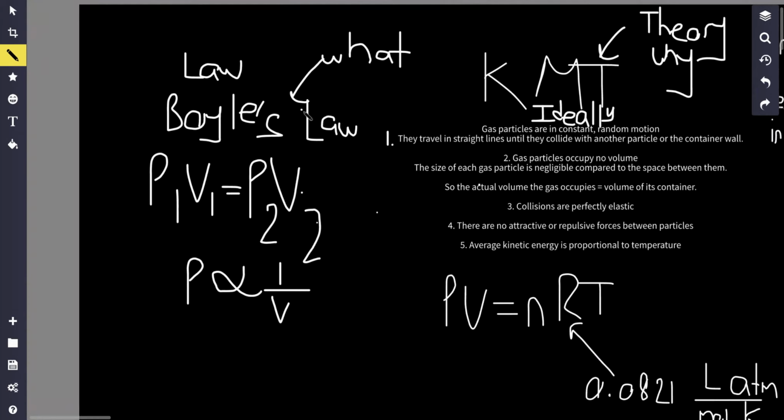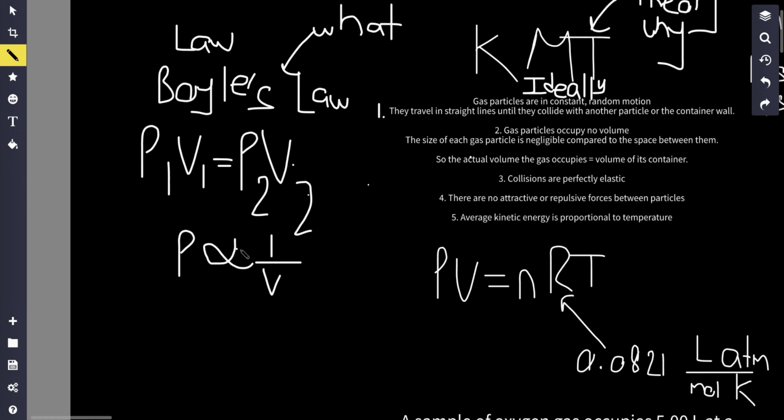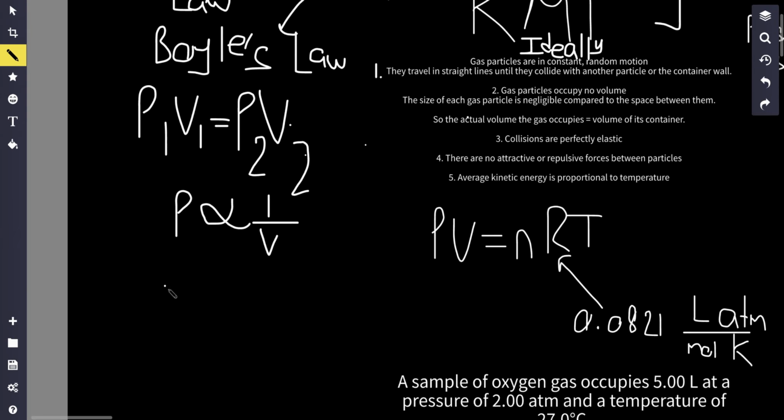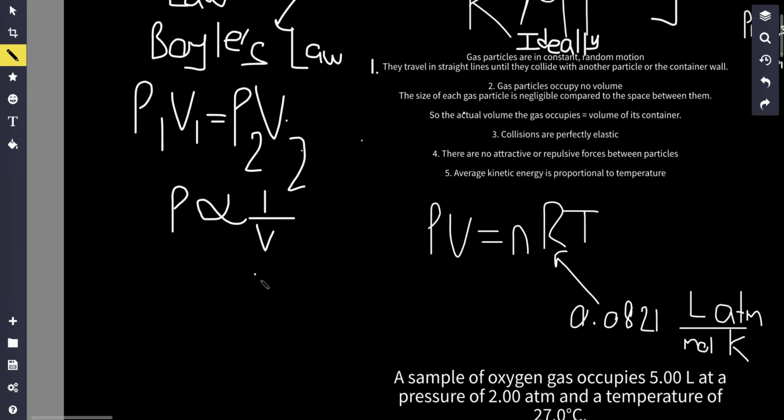Remember that laws describe what happens. So for example, Boyle's law is P1 times V1 is equal to P2 times V2. And this basically describes that the pressure that gas particles exert on the container is inversely proportional to the volume.